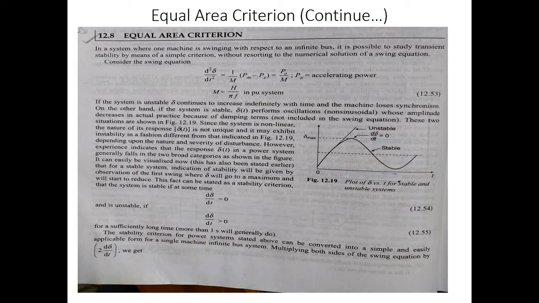But if you go through your syllabus, you have to study the equal area criteria, and it is limited up to the sudden change in the mechanical input fault only. That's why we'll study the equal area criteria method. We'll list out the different faults and we'll study the equal area criteria for the first fault only, that is sudden change in the mechanical input. So in exams there is a repeatedly asked question: derive the equal area criteria. So we'll start. Before starting the equal area criteria, just go through figure 12.19.